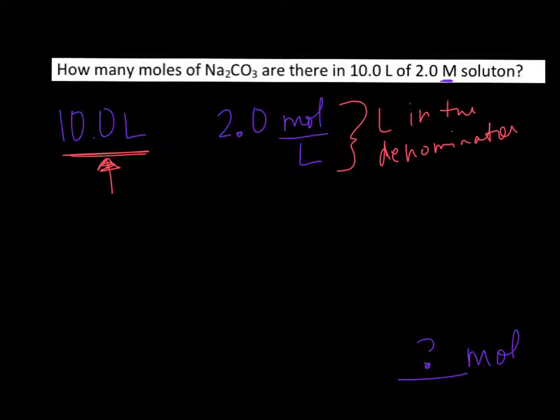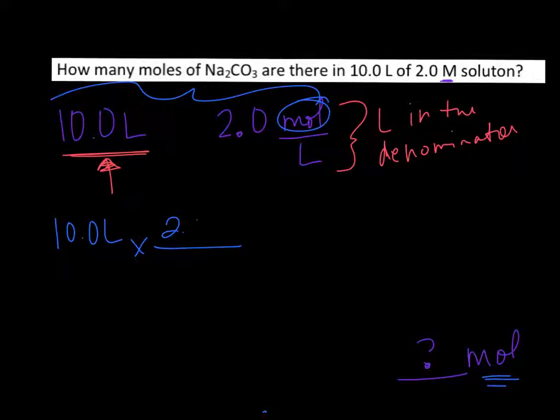So I start with 10 liters. And then I know I want to end up with moles, so I look at my numbers given to me and I try to figure out how I can get moles. And I've got moles right here. So all I have to do is get rid of liters. So if I put 2.0 moles per liter like that, then liters cancels out and I end up with moles. And so that's going to be 20 moles.